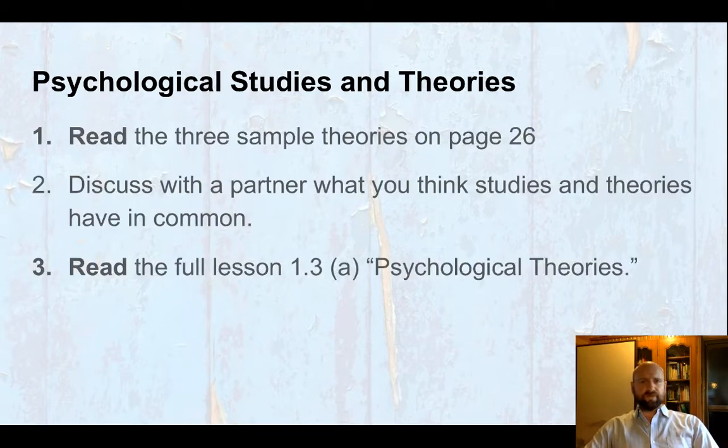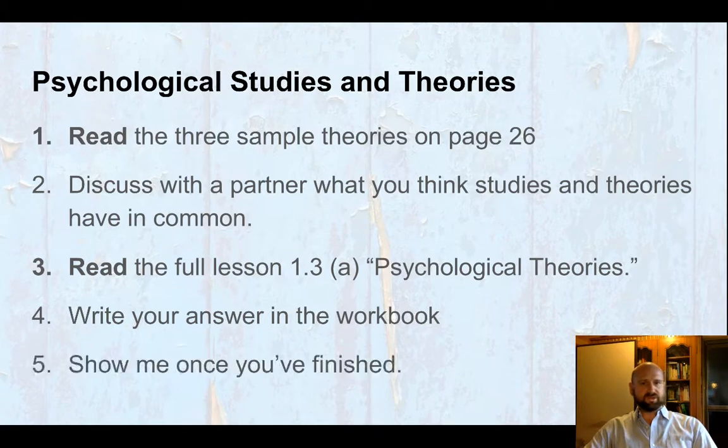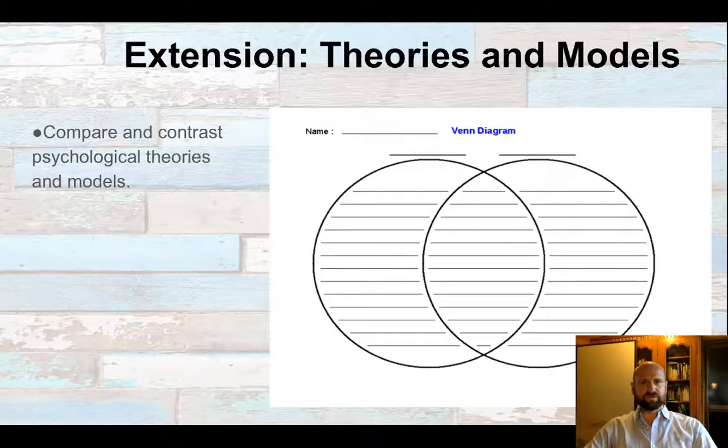Page 26 is in the textbook. They can talk about what they think they have in common, then read the full lesson, so they can just be doing some reading, and then answer the guiding question in the workbook. If they finish, there's a critical thinking extension: space in the workbook with a Venn diagram comparing and contrasting theories and models. Again, this is an extension because I don't think it's absolutely essential to cover that at this stage in the course, but it's a good extending activity for students.